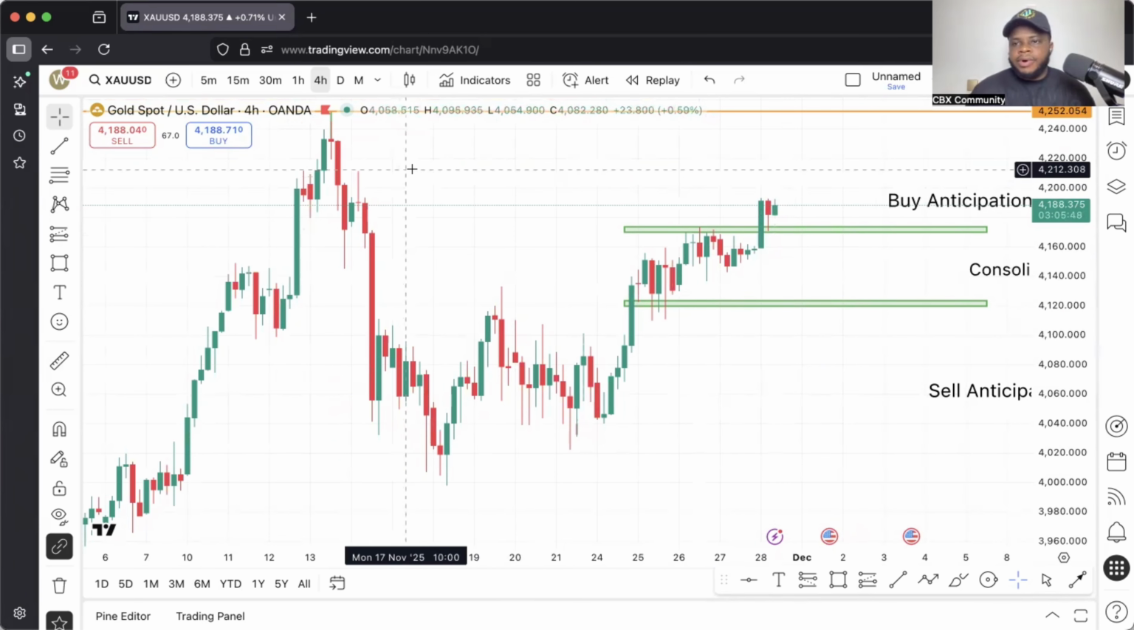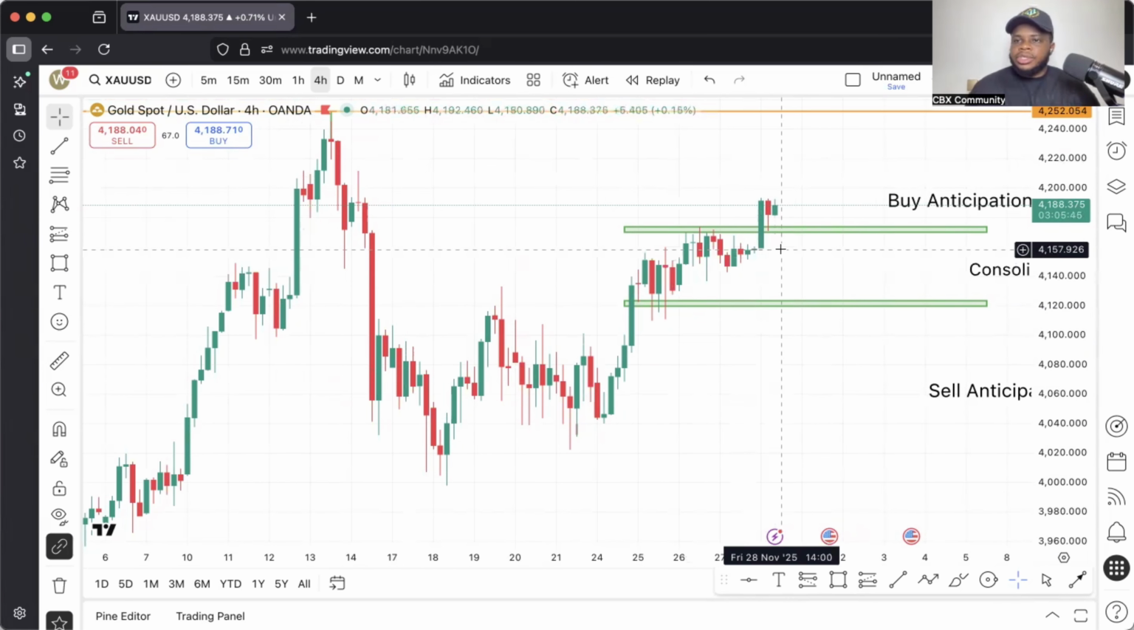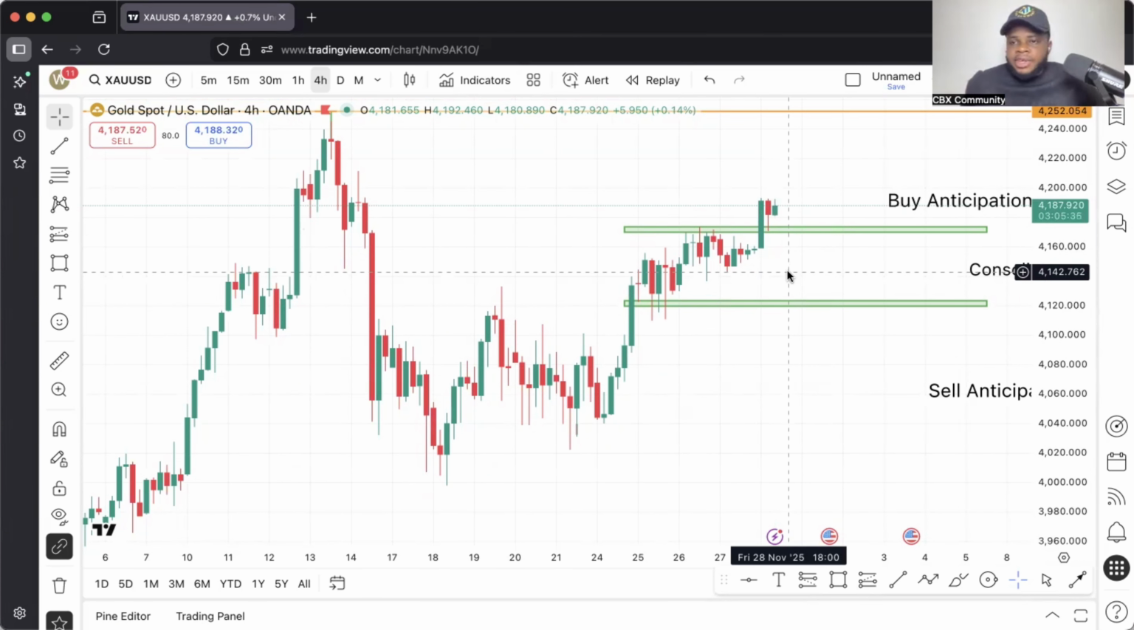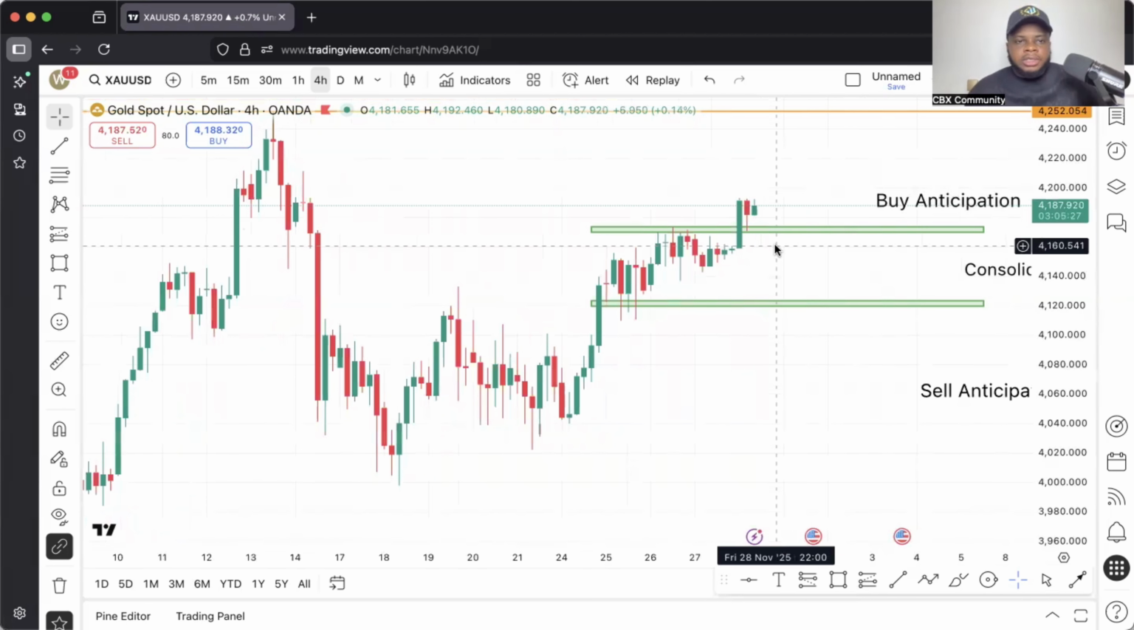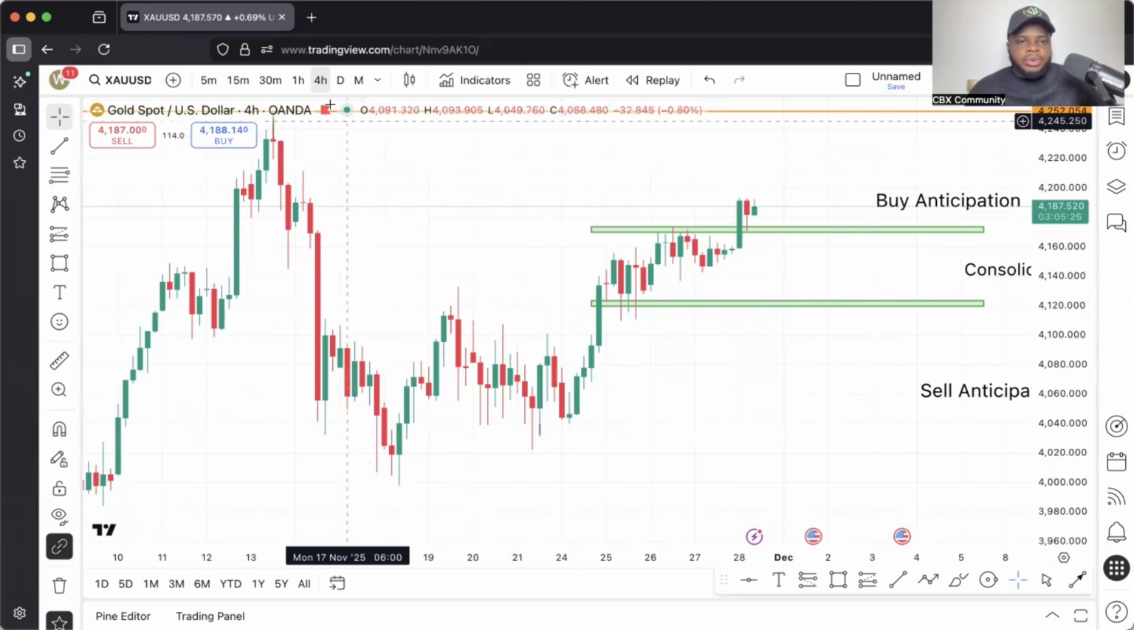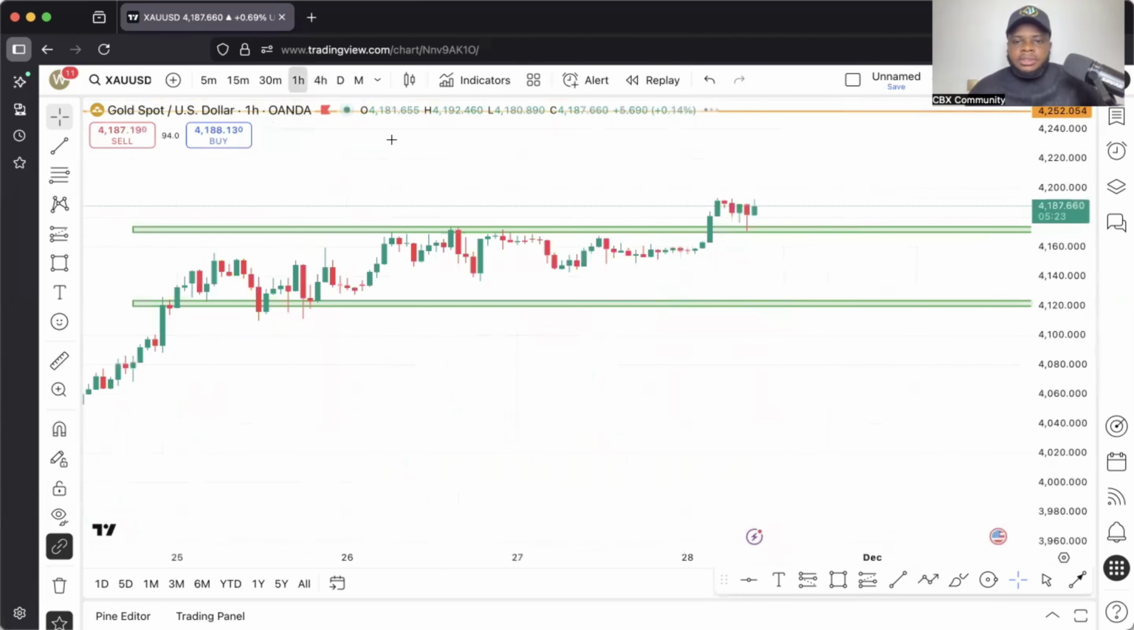So the 4 hours, the market structure is not really doing anything. It's just for us to wait, then for us to anticipate if we are supposed to take a position. But right now, we don't have any confirmation trade yet. So the best thing is just for us to be patient until we identify a structure before we can decide to take a position. So let's go to the 1 hour time frame.